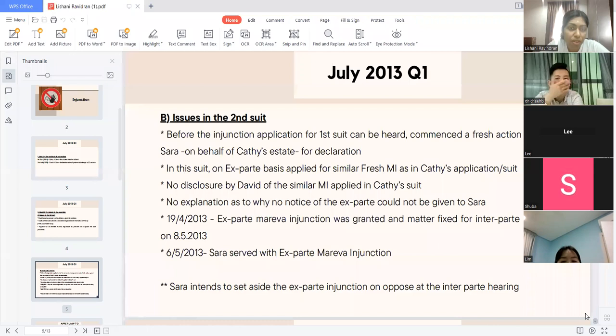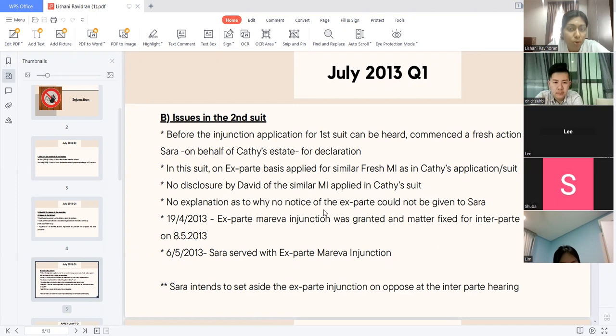Before the injunction application for the first suit can be heard, David commences a fresh action against Sarah on behalf of the estate of Kathy for a declaration. In this suit, on an ex parte basis, he applied for a fresh Mareva injunction. There was no disclosure by David, and no explanation as to why no notice of the ex parte application had been given.